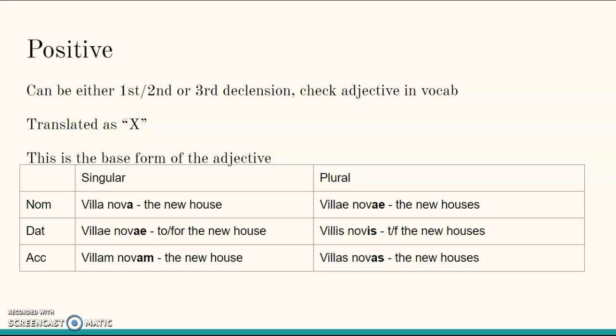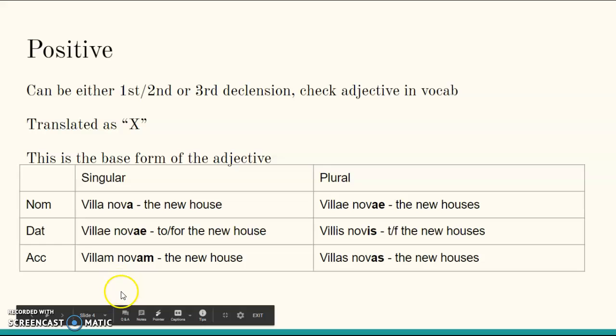So villa nova, that's nominative singular, the new house. But if you wanted to say that plurally, you say villae novae, the new houses. The ending -us turns into -a because the word house is feminine and follows the first declension. Then you'll notice it turns to -ae, so it's a first declension nominative plural ending, and that will change because if villae becomes plural, novae also has to be plural.